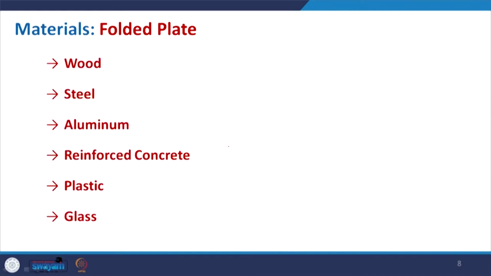Now, the materials, as I mentioned: wood can be used, steel is definitely used, and reinforced concrete will be very cheap if it is made for mass scale application. Aluminum can also be used to reduce the self weight of the structure. Plastic and glass can also be used, and some corrugated sheets are already available in the market in the form of folded plate.